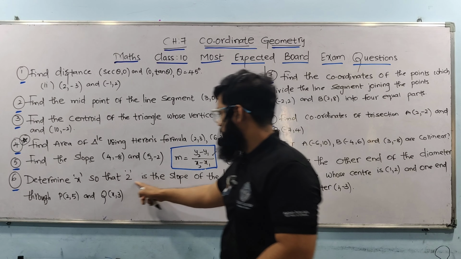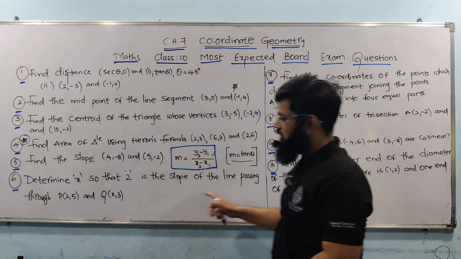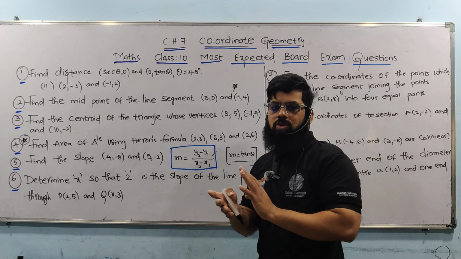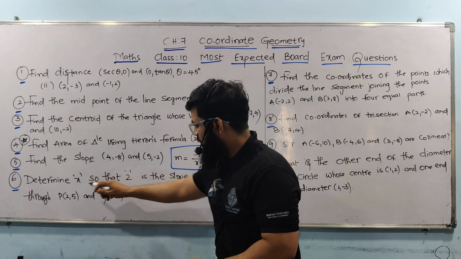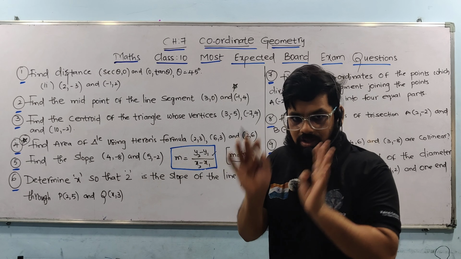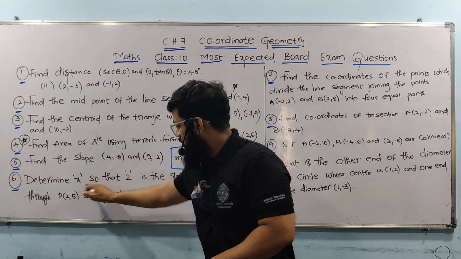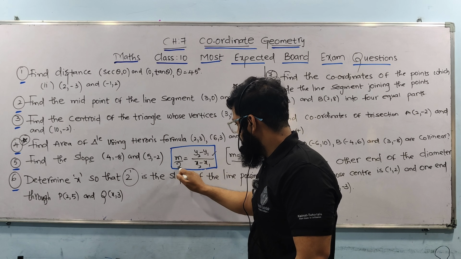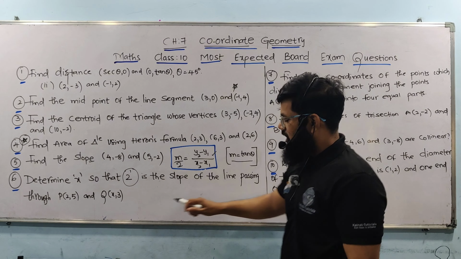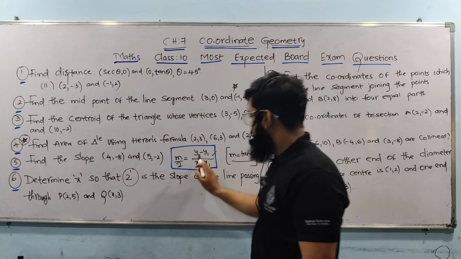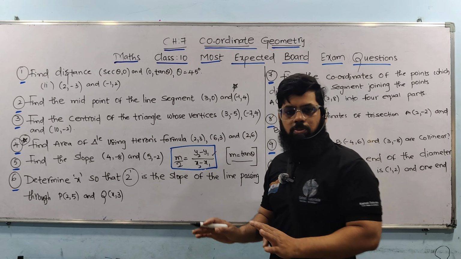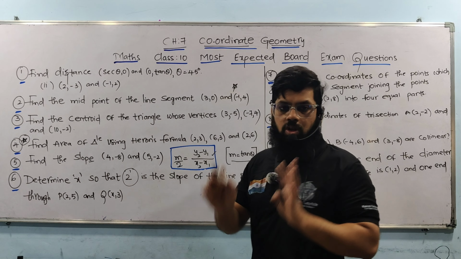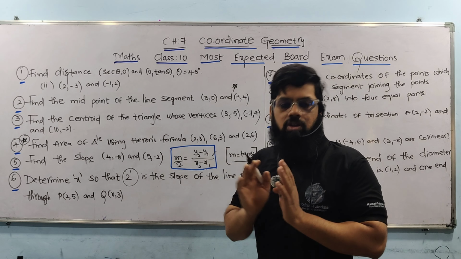Then determine x so that 2 is the slope of the line passing through P(2, 5) and Q(x, 3). Like this, twisting questions they are going to give you. See, here it is already asked to determine x. We should not determine the slope value because they have already given 2 as the slope. Means in the place of m you need to write 2. And this is x1, y1, this is x2, y2. Substitute here, simplify, do cross multiplication. Finally you are going to get the value of x. You should be careful here. And this type of questions mostly from chapter 7 they are asking.